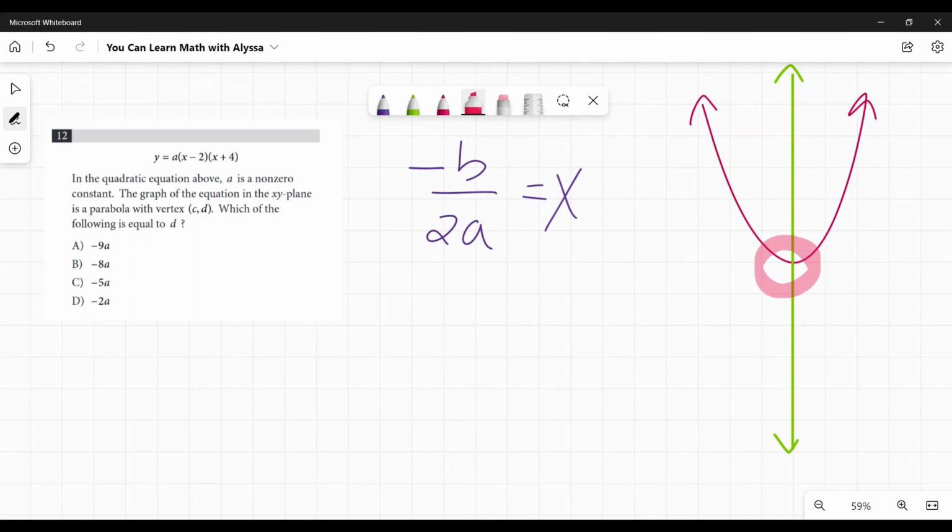And this is why we care: it always goes through the vertex. So if you find that x line, that is the axis of symmetry, you have found the x coordinate for your vertex.